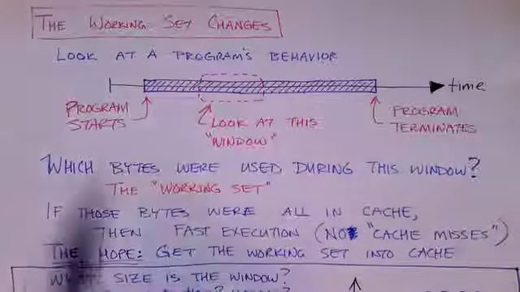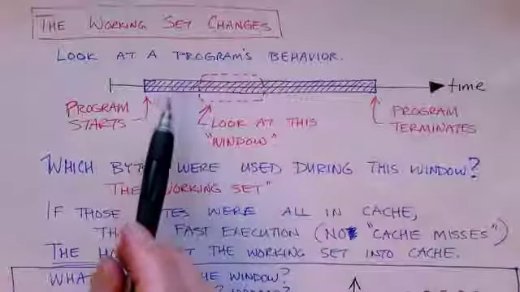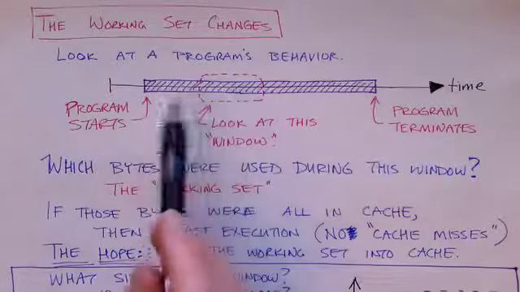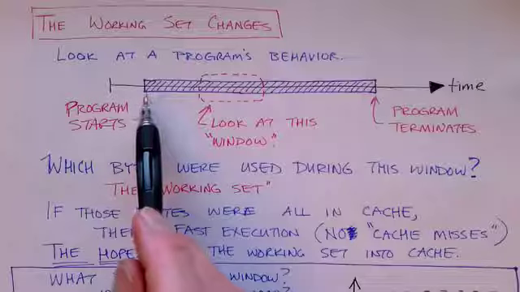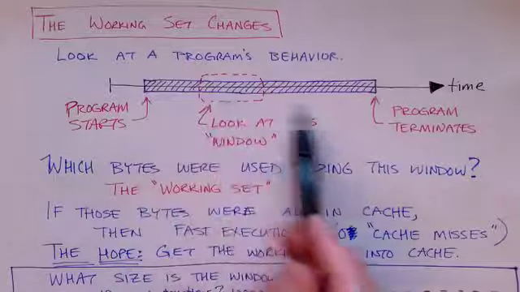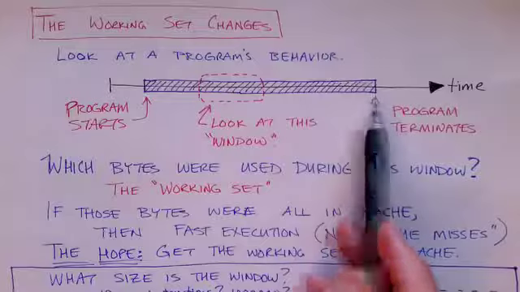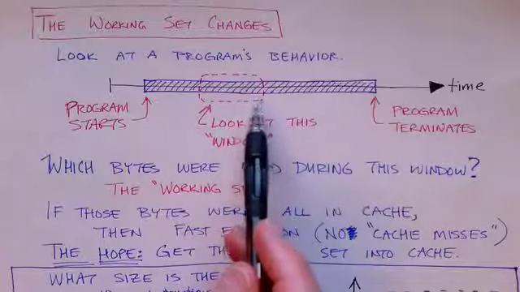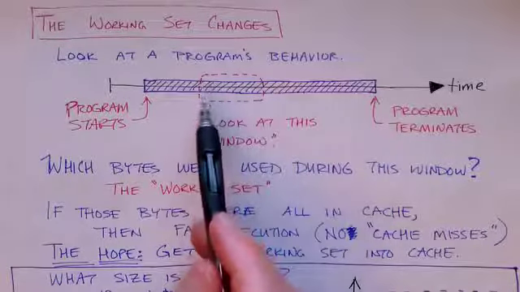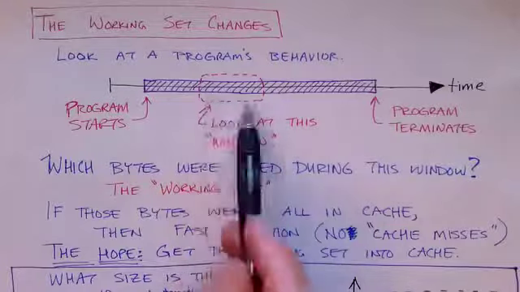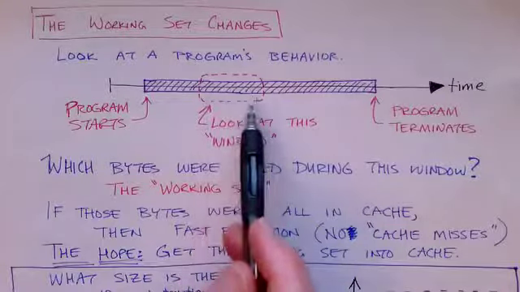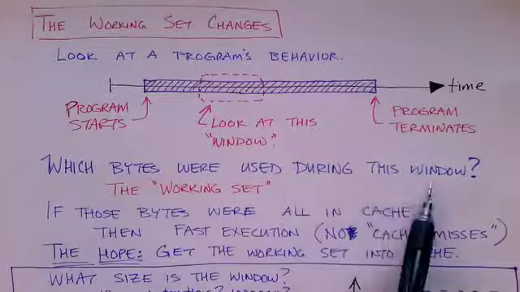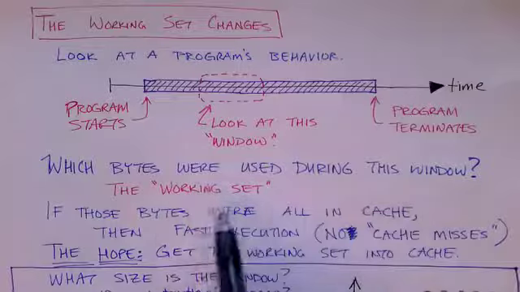A program's working set changes over time. So let's take a look at this program, and here's a timeline. At some point, we start the program executing, and it executes for a while until ultimately the program terminates. If we want to look at a section of the program's execution, we can look at a window of time, an interval of time. This might be 1 millisecond or whatever. We don't know. And we can ask which bytes were used during this window of time, and we can define that as the working set.